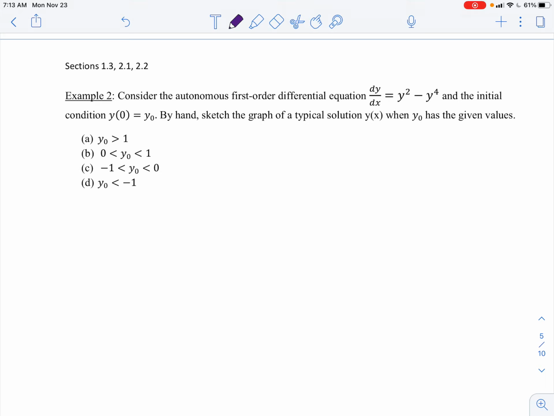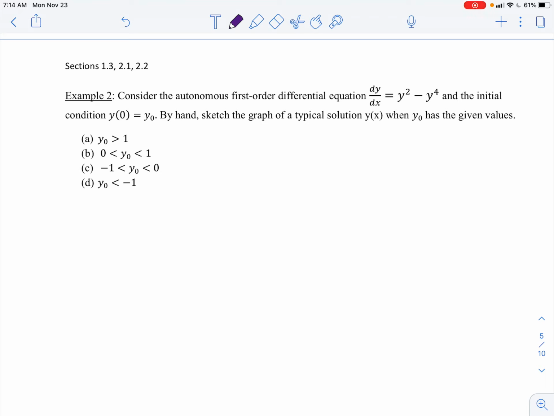The first thing we want to do is consider this first order autonomous differential equation. Autonomous means that none of our independent variables appear in the differential equation. And the initial condition is y of 0 equals y sub 0. By hand, sketch the graph of a typical solution y of x, where the initial condition has the given values. If we're told that we're starting at y sub 0 greater than 1, what's our graph going to do?